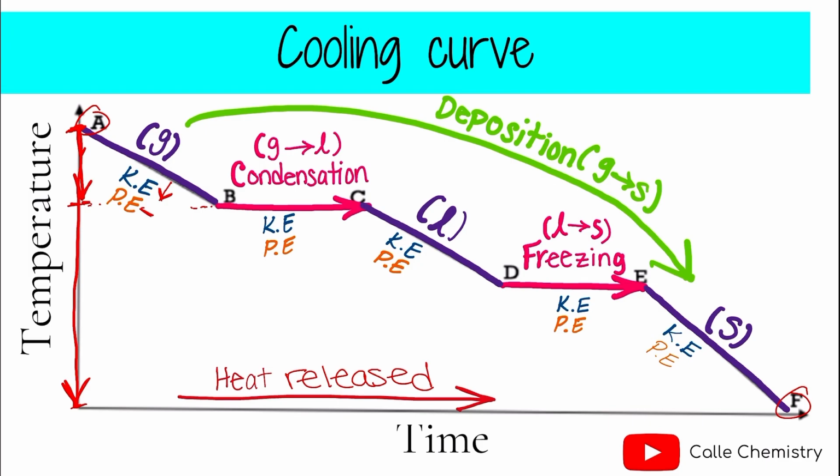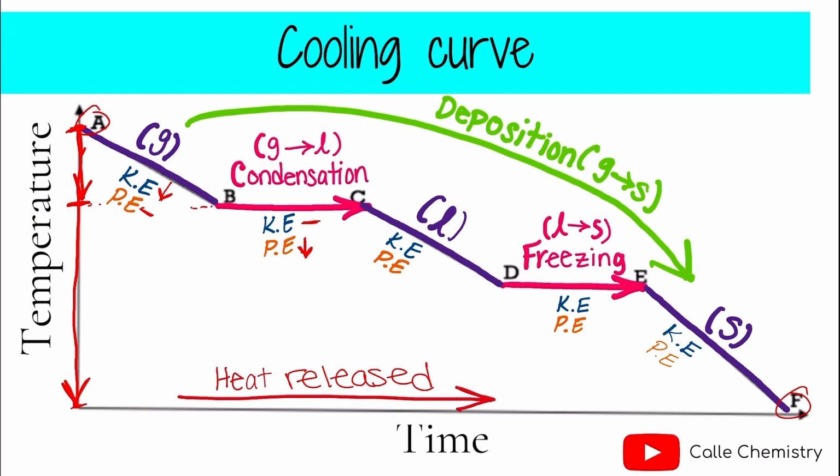Now let's go to line BC. This is at only one temperature, and this would be that the kinetic energy is constant because it's not changing. The temperature is not changing. So that would mean that the potential energy is decreasing. Once again, the reason that it's decreasing is because, well, overall, throughout this graph, the temperature is decreasing, so the energy is decreasing overall.